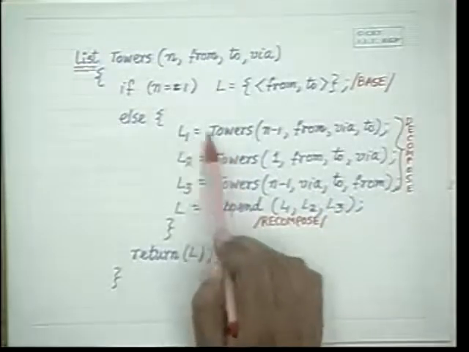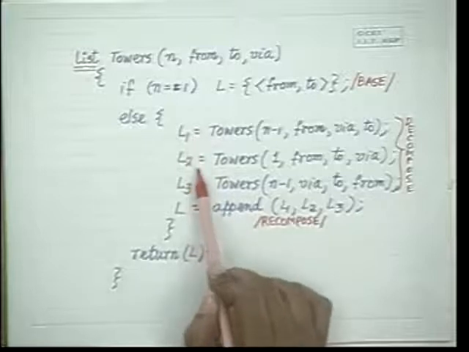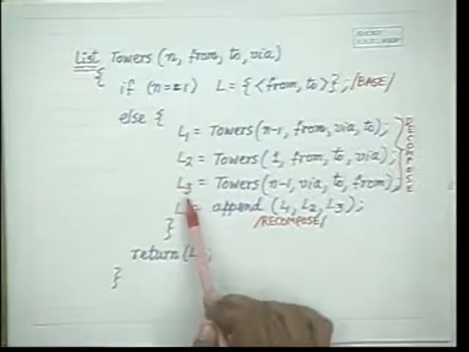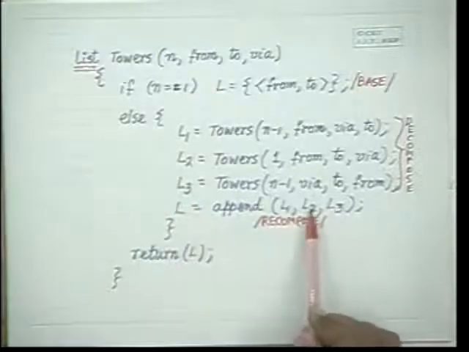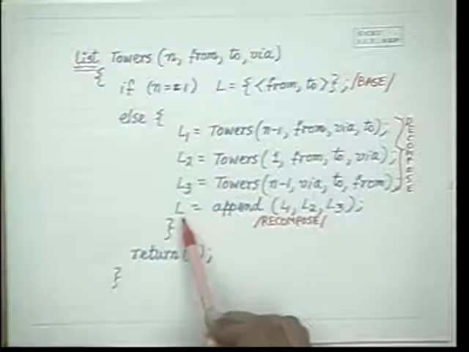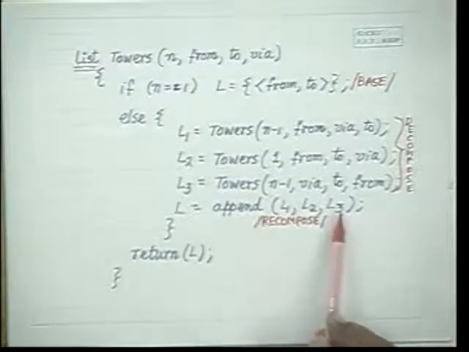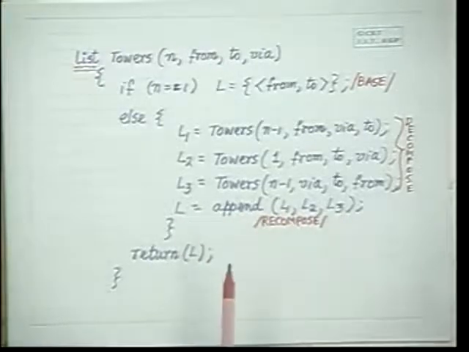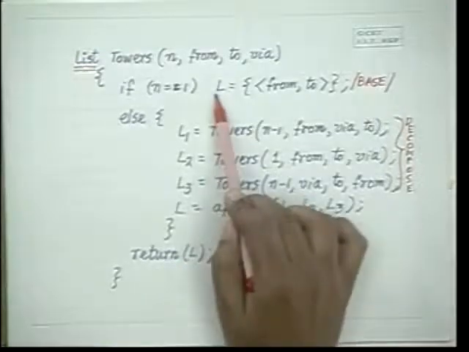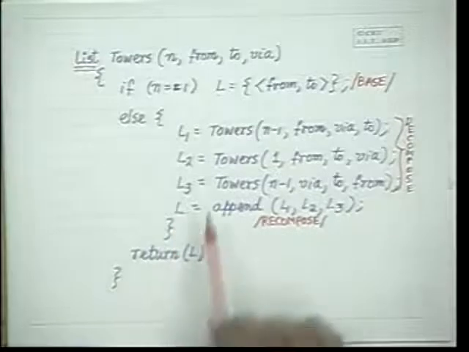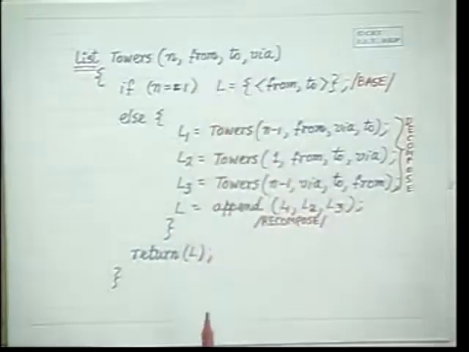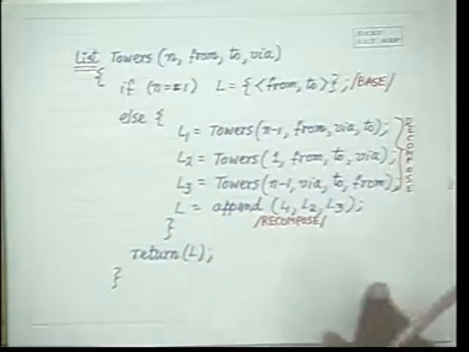For each of these we will get a set of solutions. The final solution will be an appending of these 3 lists to form your list L. And this is the recomposition of the solution. We return L, either computed here or computed here. Is that okay? So now we have written it down in a much more organized fashion.